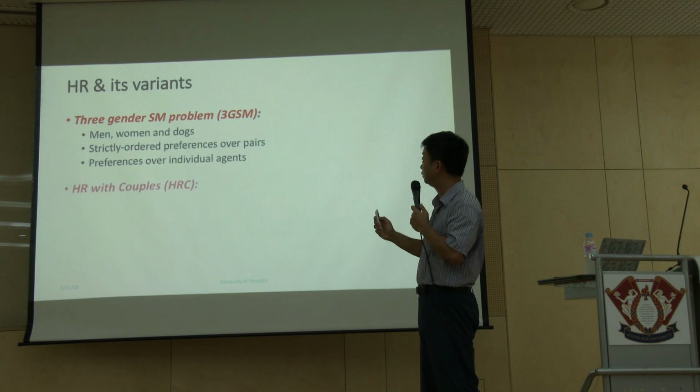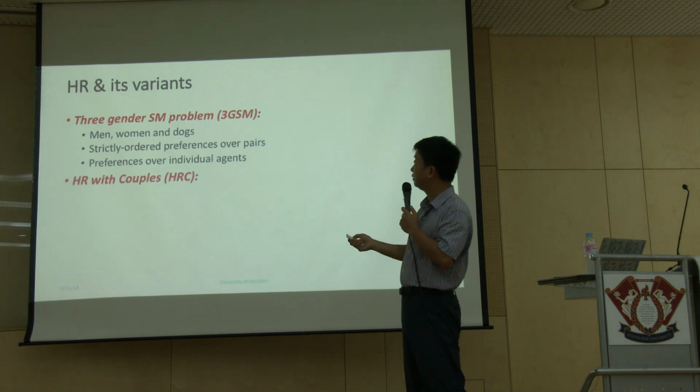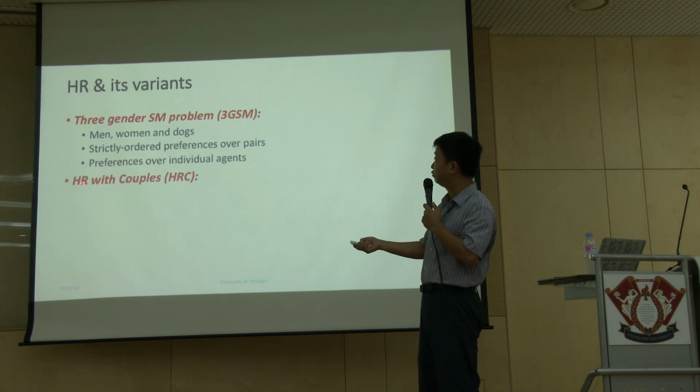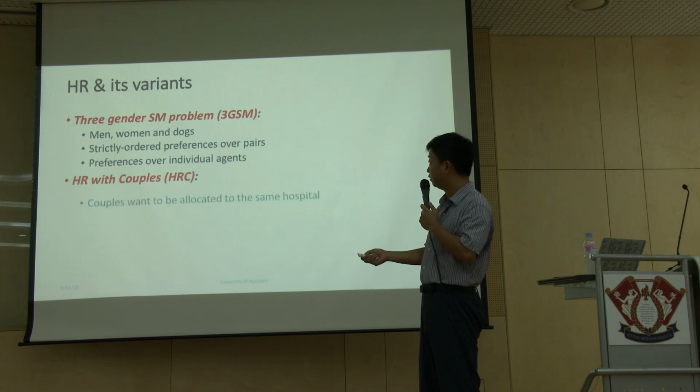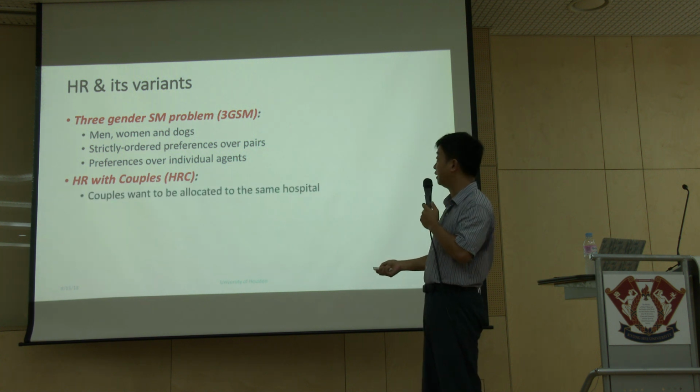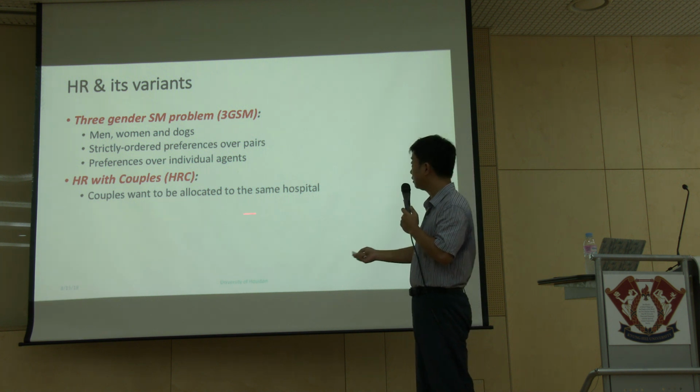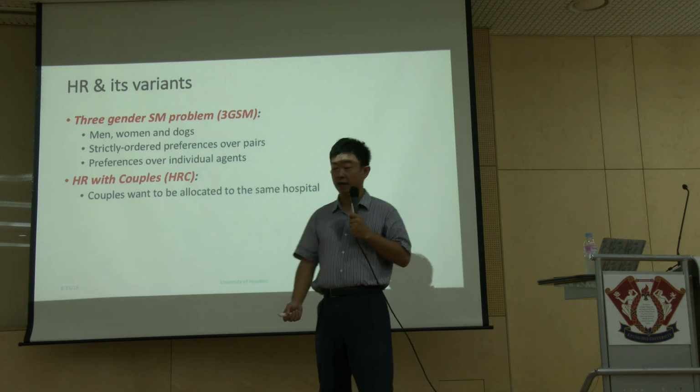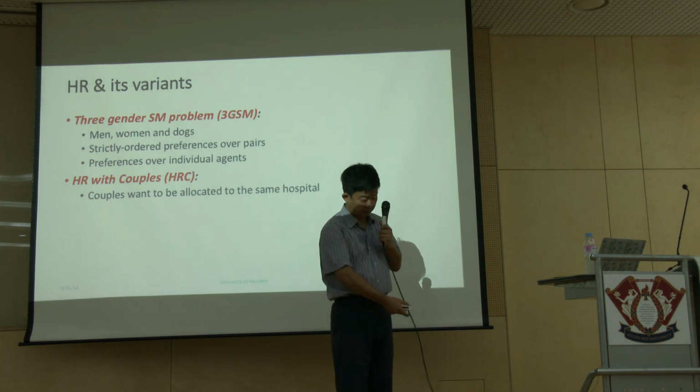And so we have a strict order over the different pairs, and then how could we prefer over the individual agent? And another variation is the hospital resident with couples. So basically, this is a 2-party problem. For example, the two couples want to be allocated to the same hospital, and yeah, this is in the US, in academia, there's such kind of problem.